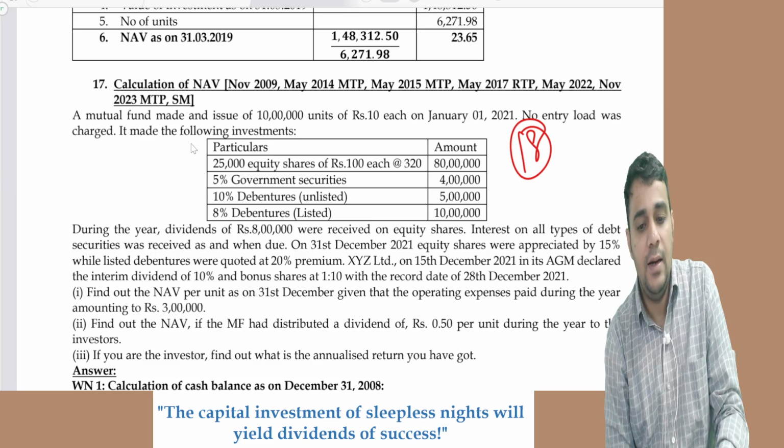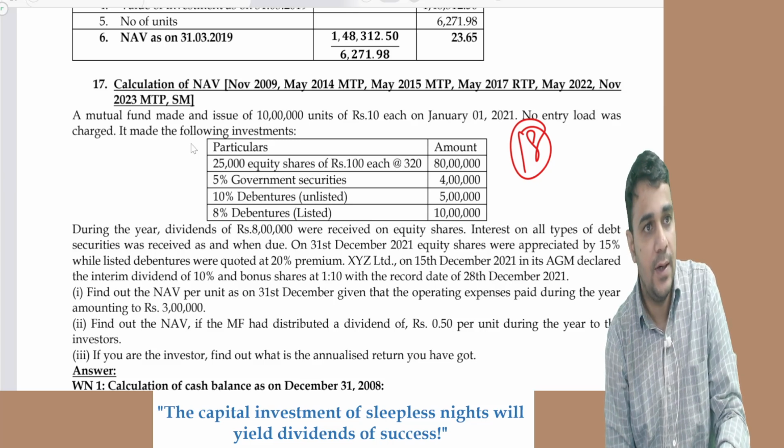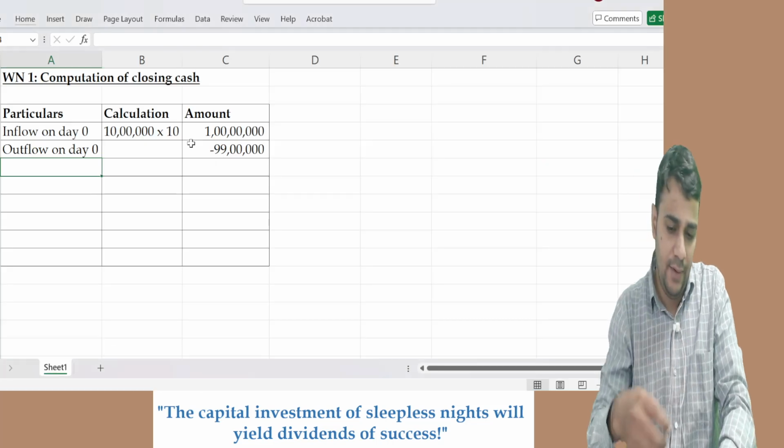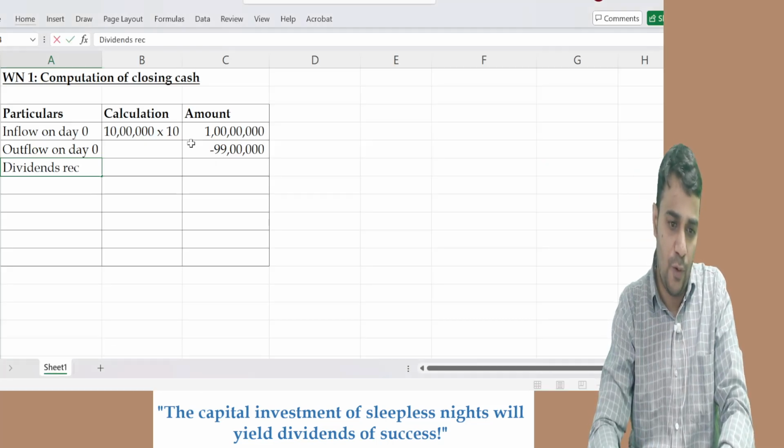After this, dividend was received. So I'll add the dividend income. Dividends received. Inflow for us 8 lakh.